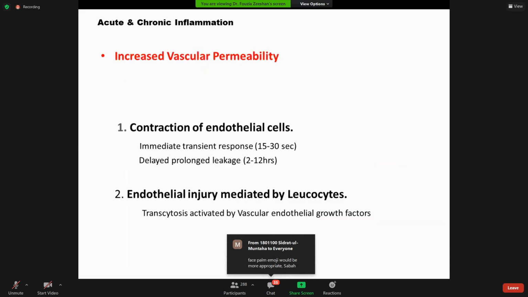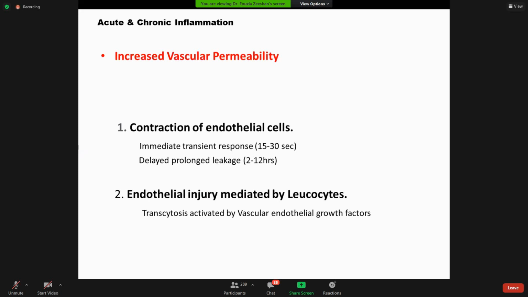Increased vascular permeability is basically caused by contraction of the endothelial cells. You know that the vessels are composed of different endothelial cells. So the endothelial cells start contracting. When they start contracting, what happens? There is an appearance of gaps between the two endothelial cells, and this gap allows exudation of fluid from inside of the vessel to the outside of the vessel.